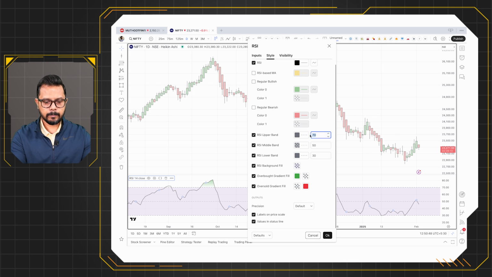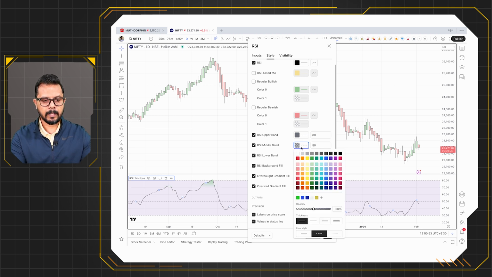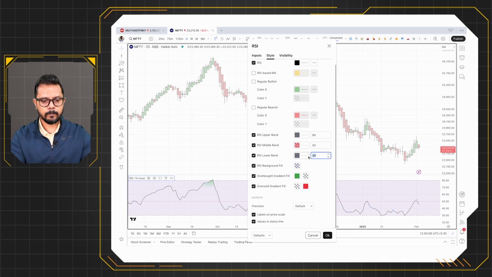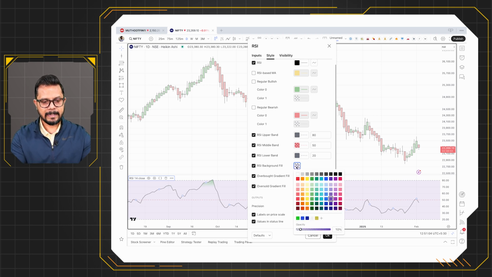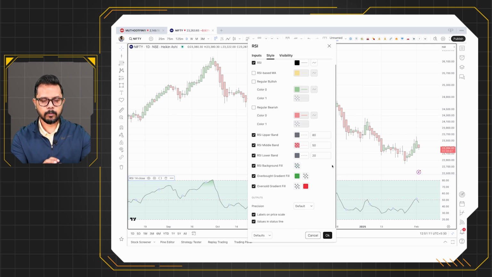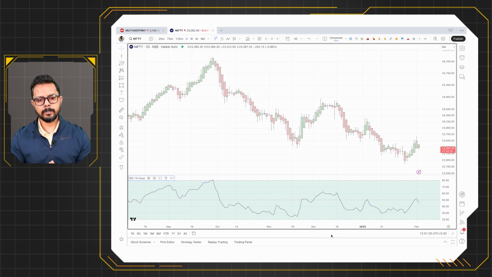RSI upper band, change it to 80. Middle band, keep it 50. In fact, I'll like it in red, and the lower band make it 80-20, that is 80 on the upside, 20 on the downside. RSI background fill, I'm going to give it a green color, a bullish color. With this RSI, I want to figure out a bullish trend. Okay. Overbought gradient, do I need this? No, leave it. Okay. Step number 1, I have a 14 period RSI.